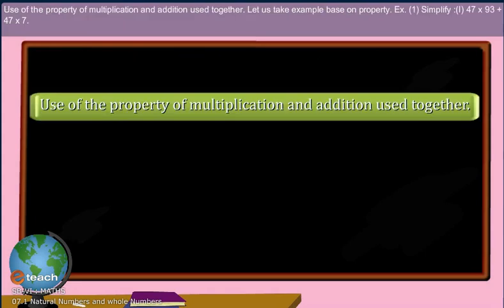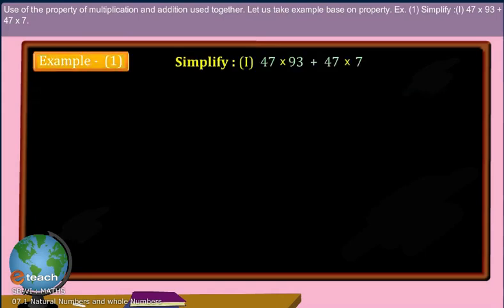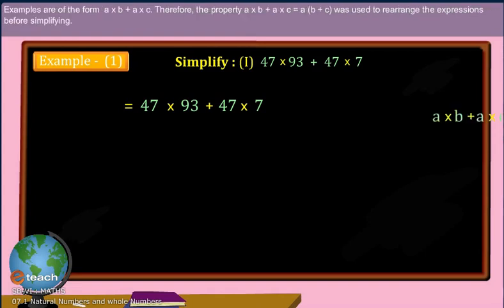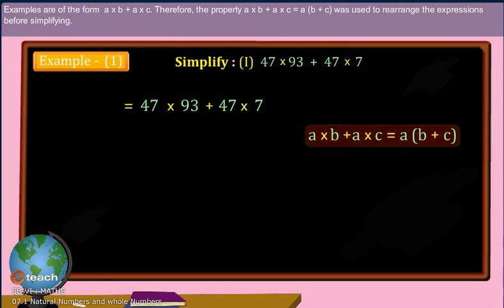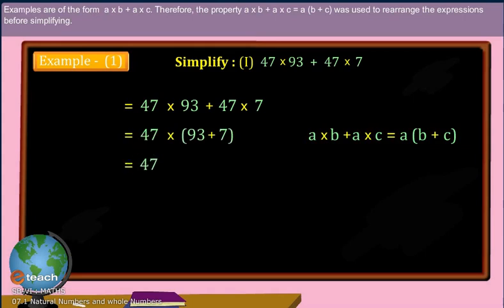Use of the property of multiplication and addition used together. Let us take examples based on the property. Example number 1. Simplify 47 into 93 plus 47 into 7. The expression is of the form A into B plus A into C. Therefore, the property A into B plus A into C is equal to A into (B plus C) was used to rearrange the expression before simplifying.